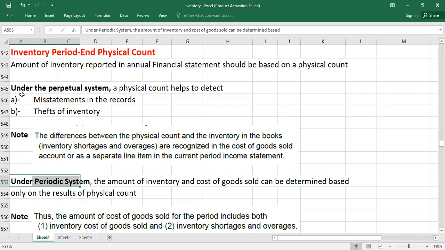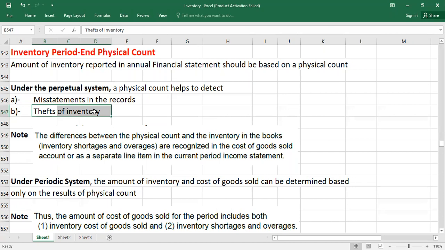But just a quick overview: under the perpetual inventory system, we update our inventory records on a continuous basis, I mean to say after each purchase or sale. So even if you are using the perpetual inventory system, physical count is still really important, because physical count can help us to detect misstatements in the records, okay? And the second thing, thefts of inventory as well.